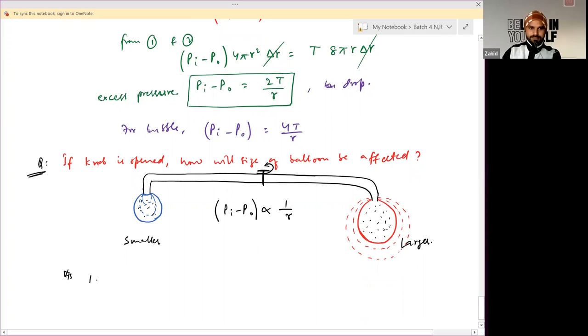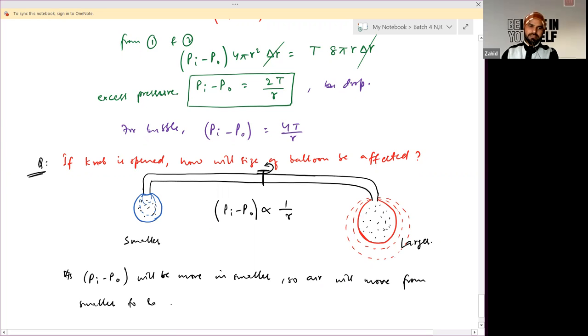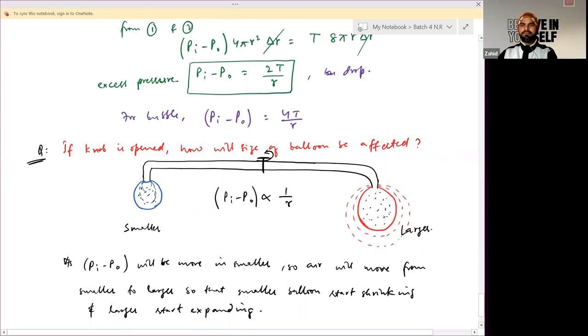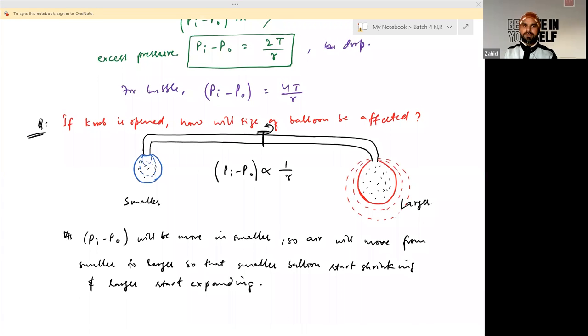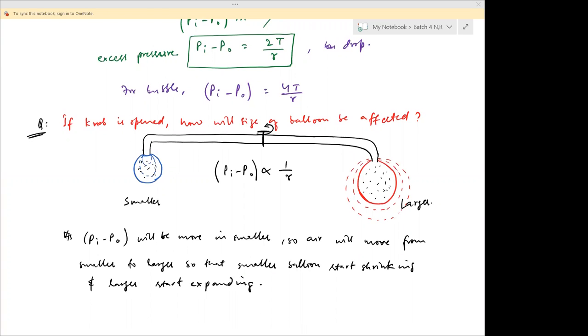So you can say Pi minus P naught will be more in the smaller one. So air will move from smaller to larger, so that the smaller balloon starts shrinking and the larger starts expanding. Rosa, is it clear? Yes, sir.